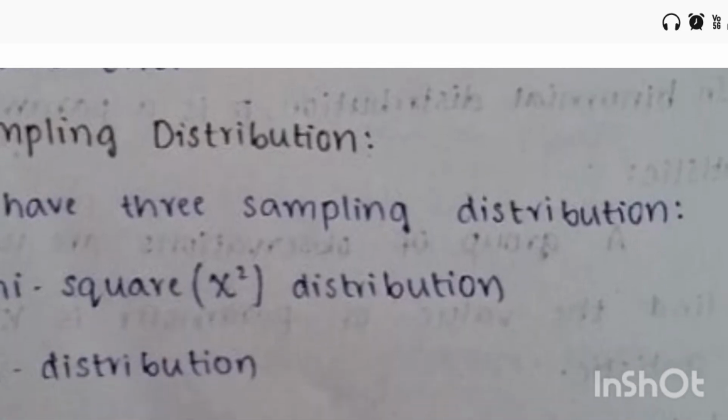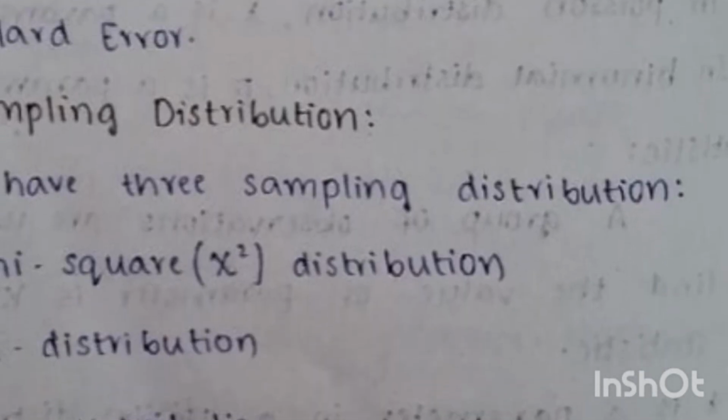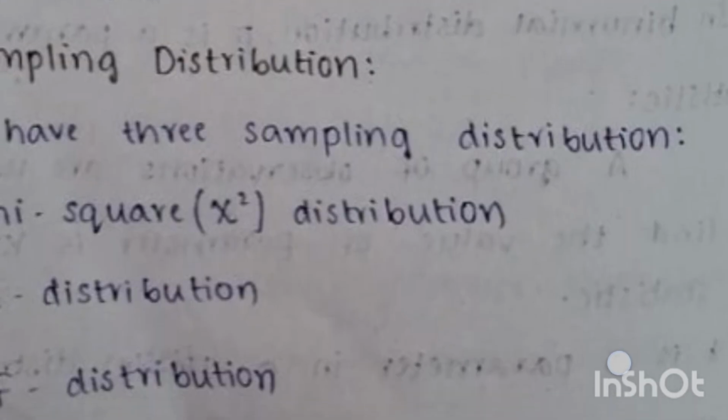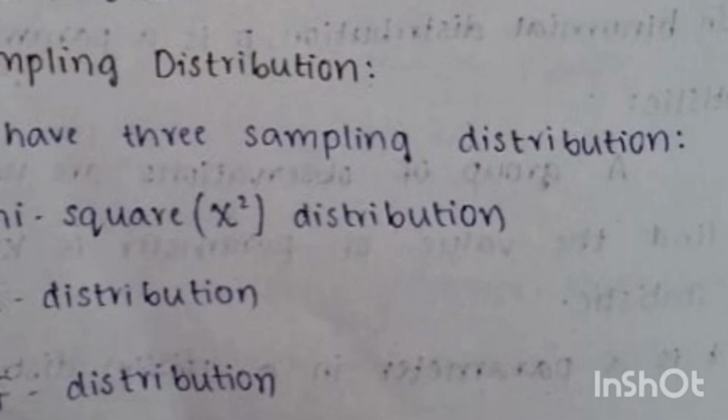We have some sampling distributions. Let's see what they are. In our syllabus, they ask you to write only the definitions. So the sampling distributions are the chi-square distribution, t distribution and F distribution, which we can also call small sample distributions.